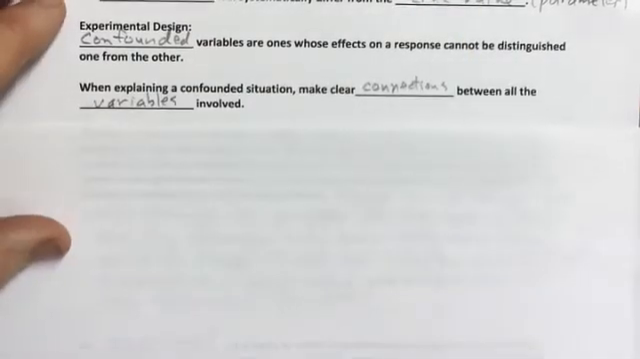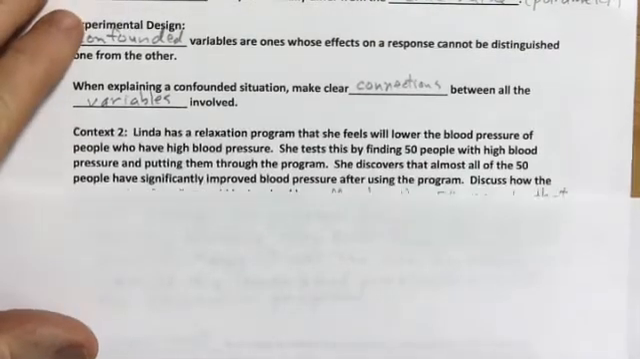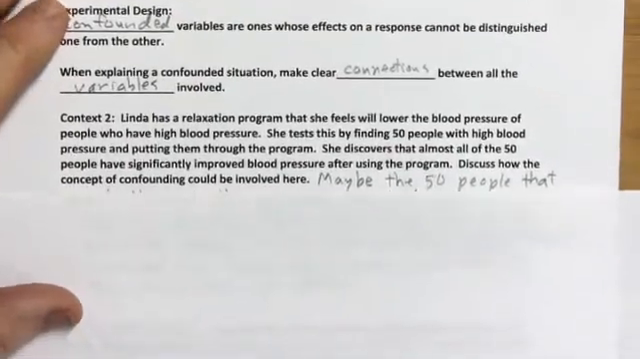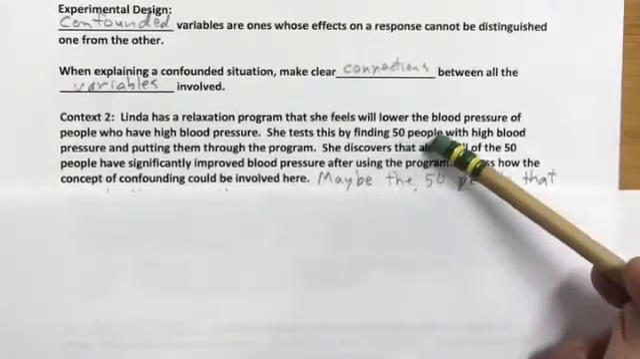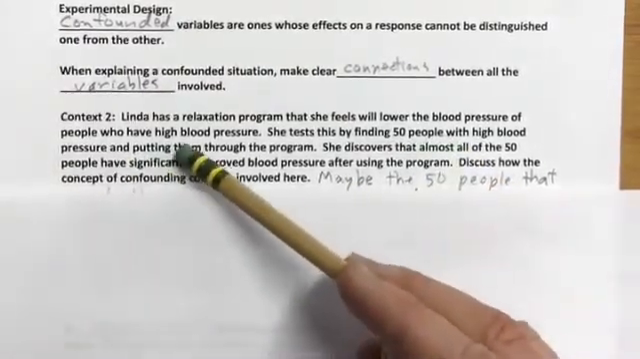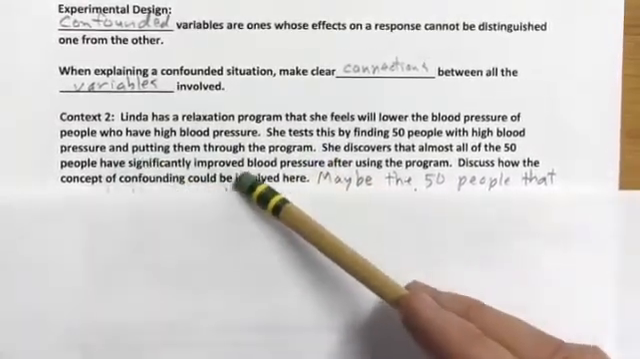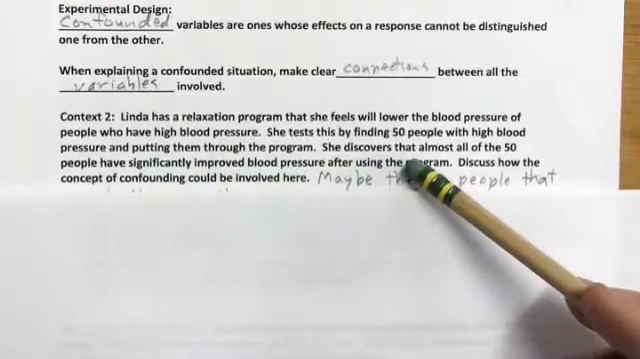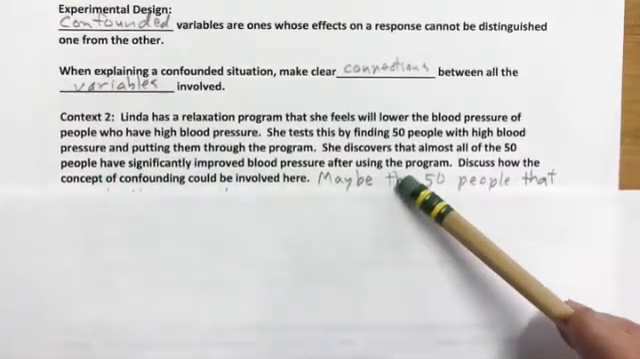When explaining a confounded situation, always make clear connections between all the variables involved. So let's look at an example in that regard. Linda has a relaxation program that she feels will lower the blood pressure of people who have high blood pressure. She tests this by finding 50 people with high blood pressure and putting them through the program. She discovers that almost all the 50 people have significantly improved blood pressure after the program.